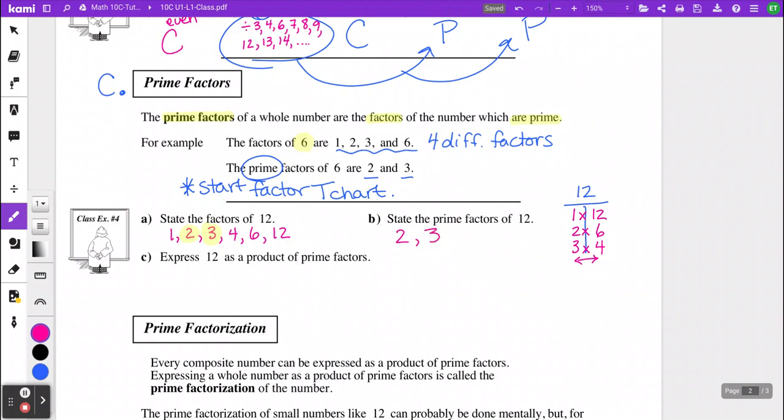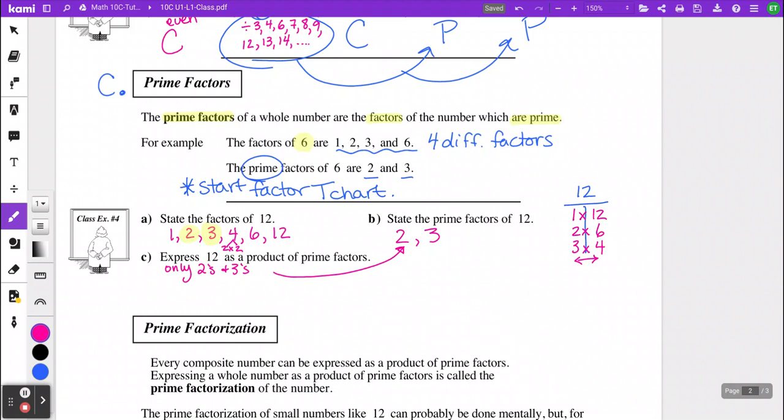So now we want to list it as a product of prime numbers. Well, what do we know about the number 4? Well, the number 4 can be broken down into 2 times 2. So if we were to write it, we want to use only the numbers 2 and 3 because those are our prime numbers that we discussed from the list above.